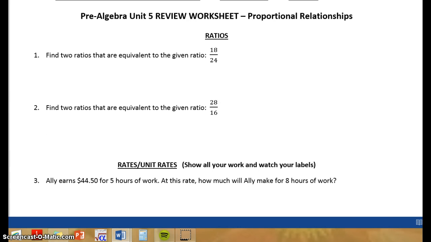Okay, this is the Pre-Algebra Unit 5 review worksheet. It's over proportional relationships. So today we're going to go through this 4-page packet and make sure we got all the correct answers so we're ready for our test.